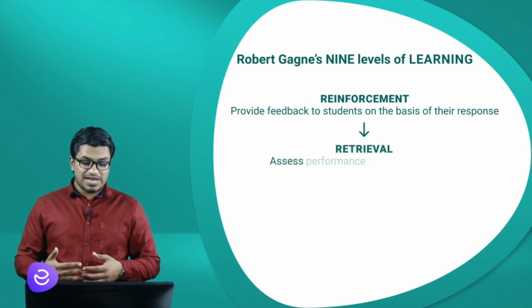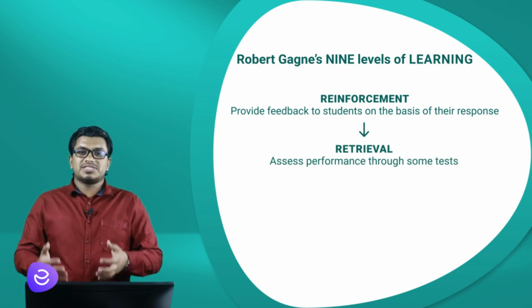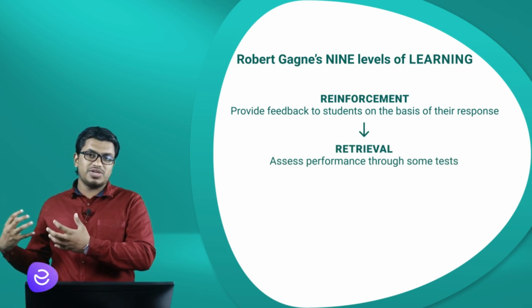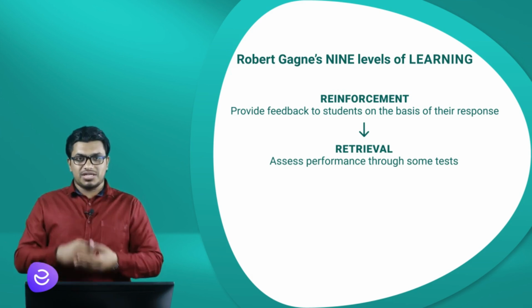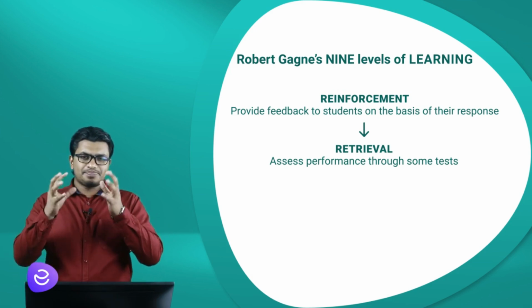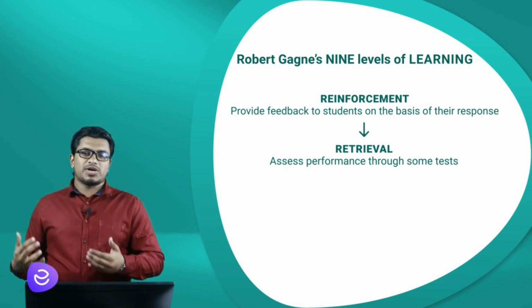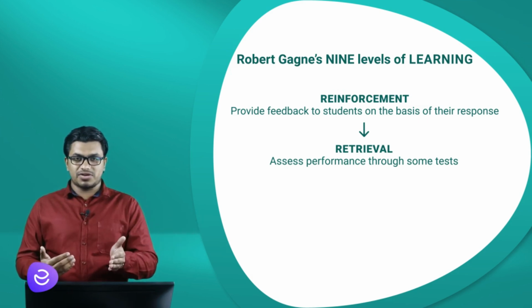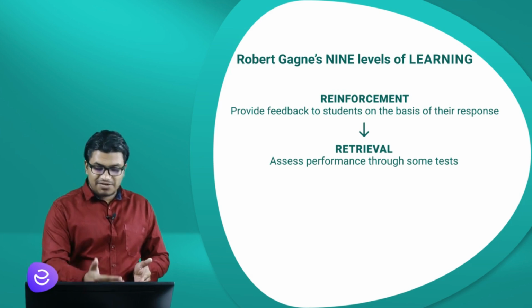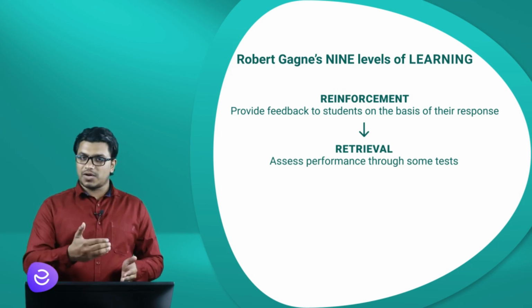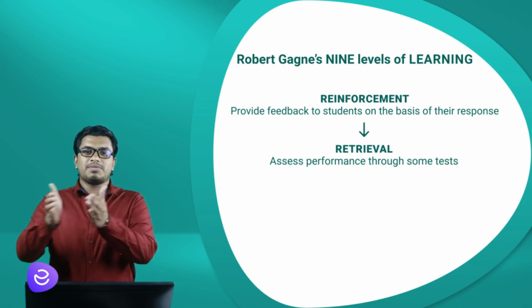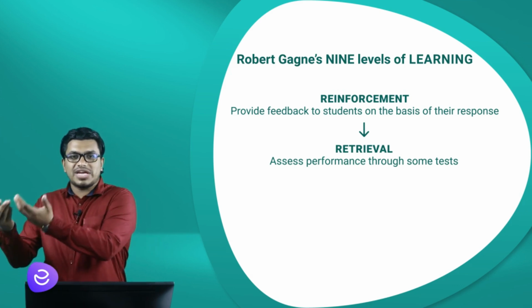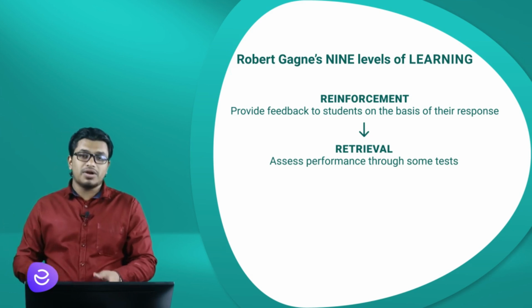Then comes retrieval, again retrieval. At first we checked the prior knowledge of the student, and here we check the current knowledge of the student. At first the child has some previous knowledge, and because of selective perception, semantic encoding, responding, and reinforcement, we have added to that prior knowledge, and then we are trying to retrieve again. There is a process called retrieval again.